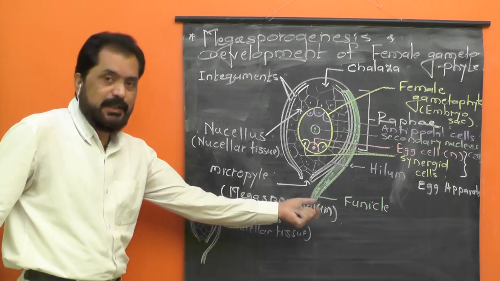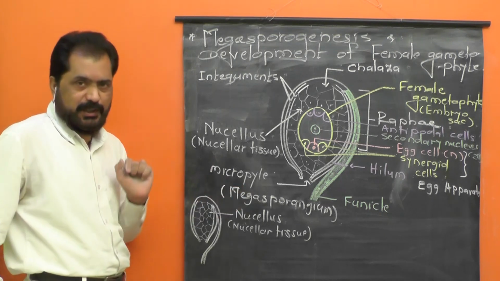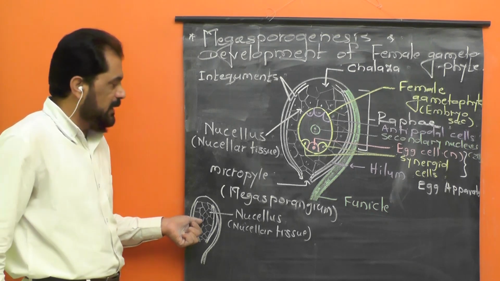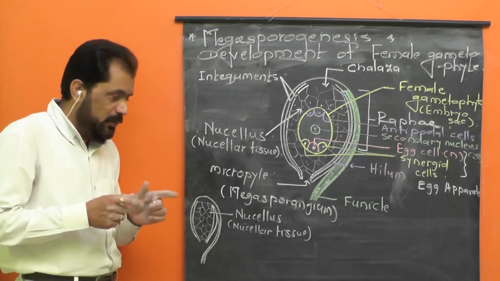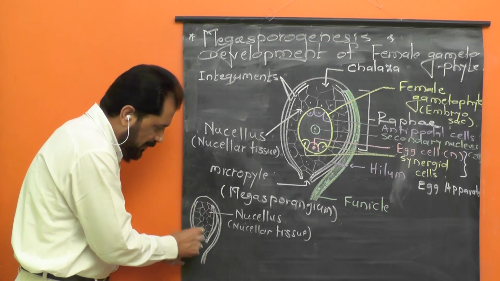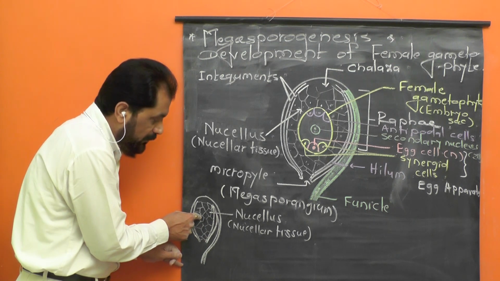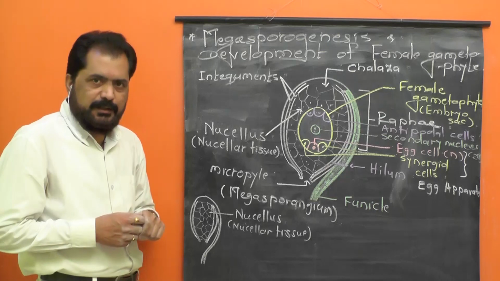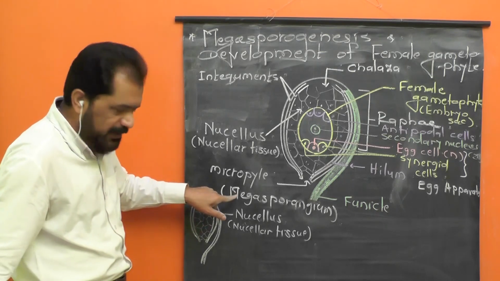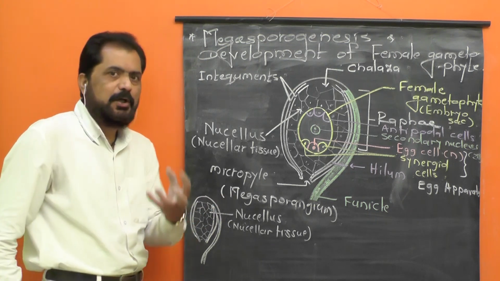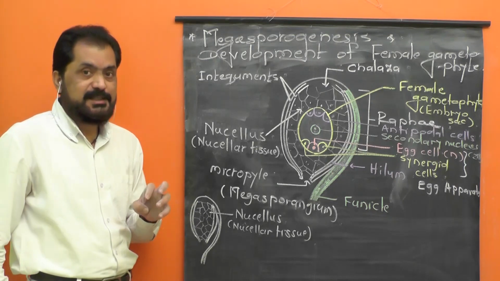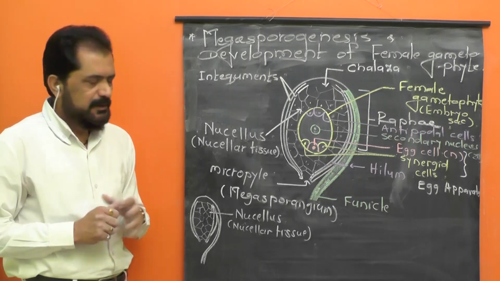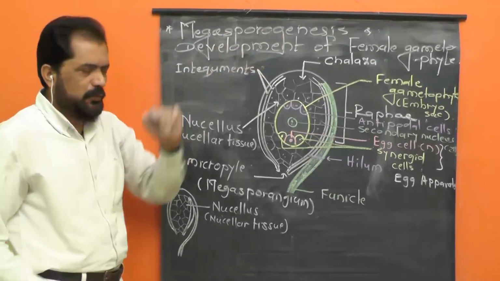Now, here is the megasporangium. Nucellus is called megasporangium. Why? Because in nucellus, megaspore is formed. Therefore, nucellus is called megasporangium. And look, this megasporangium, that is nucellus, is surrounded by what? It is surrounded by integuments, the protective covering. The nucellus, that is megasporangium, surrounded by integument is nothing but the ovule. Therefore, in today's lecture, when I started the teaching of ovule, I said ovule is also called integumented megasporangium. Okay. Now let us see how is the process of megasporogenesis.